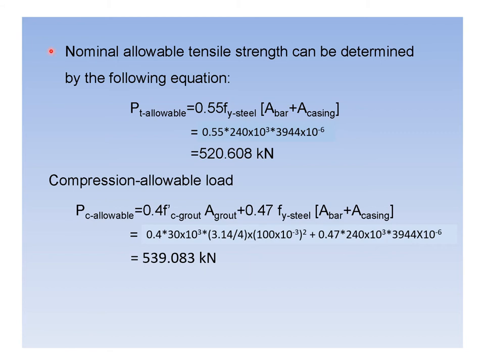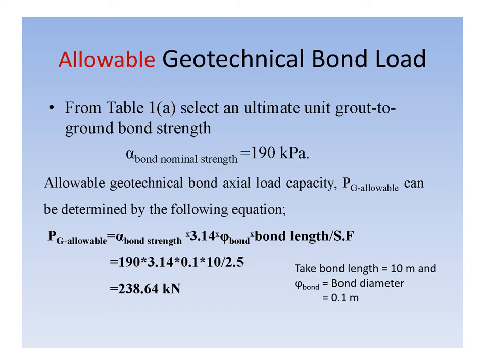Nominal allowable tensile strength can be determined by the following equation. So just plug in the values, you are getting the answer 520.608 kilonewton. Compressive allowable load can be determined by using this formula. So just plug in the values and you are getting the answer 539.083 kilonewton.